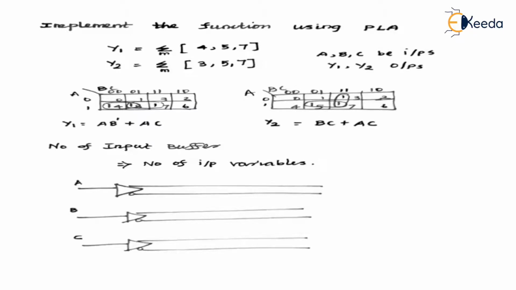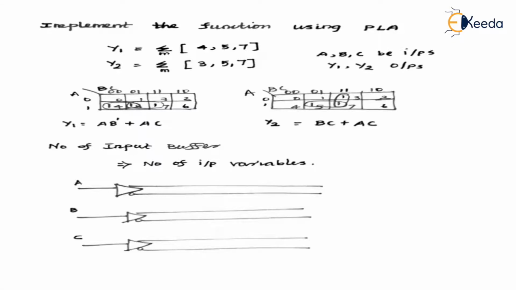Suppose my A is coming as your input, and if it is passed through a NOT gate, you will be getting A bar as your output. Again, if I take another NOT gate, the A bar will be sent into the NOT gate, and I will be getting A as my output. So when A is passed through one inverter, I will be getting A bar. When it is passed through two inverters, I will again get the same A. So if I take output from after one inverter, that will be A bar.